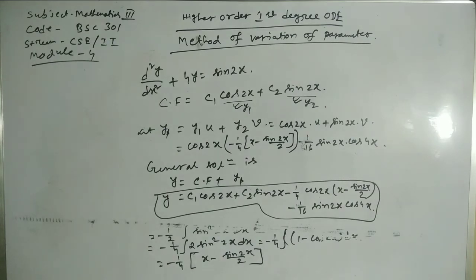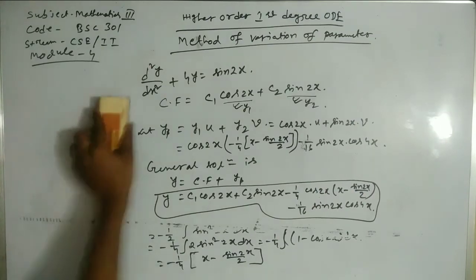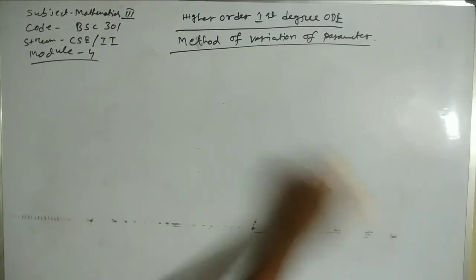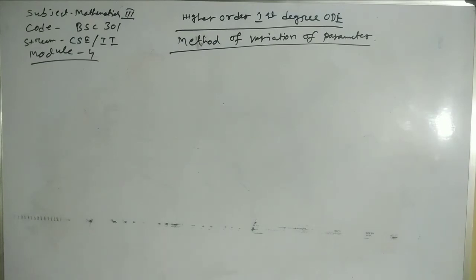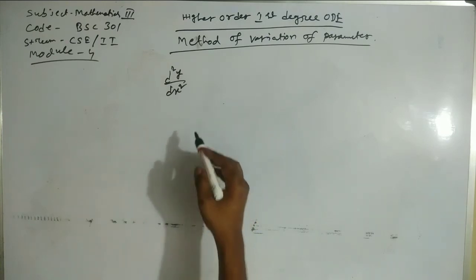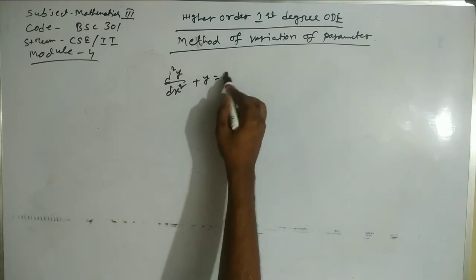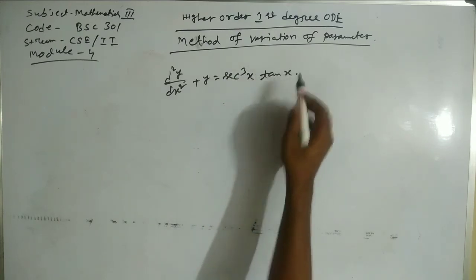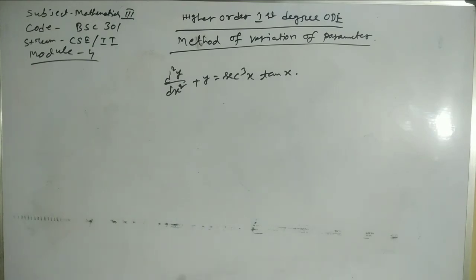Now I will show you another example. Okay, first I remove this. Now the second example, you can take this as d square y by dx square plus y equal to sec cube x tan x. This is our second example for method of variation of parameter.